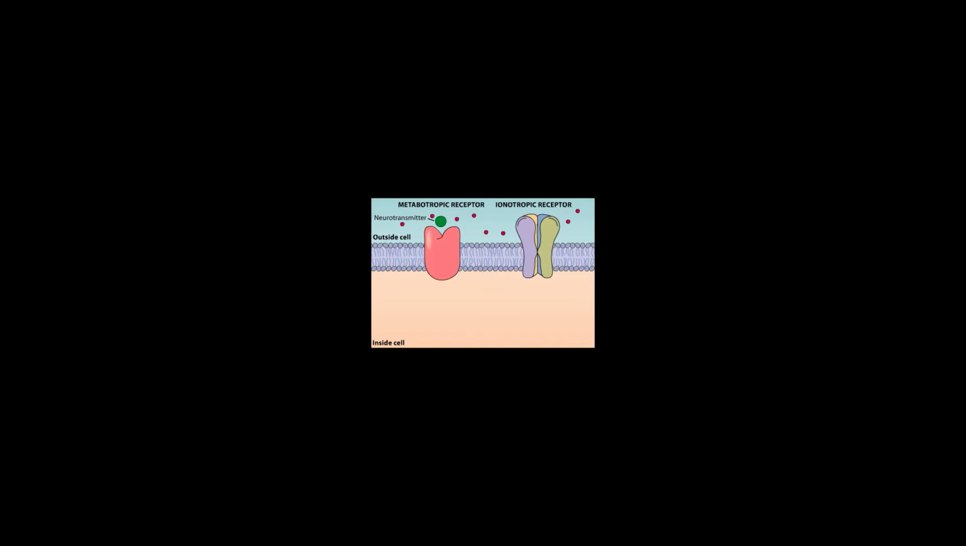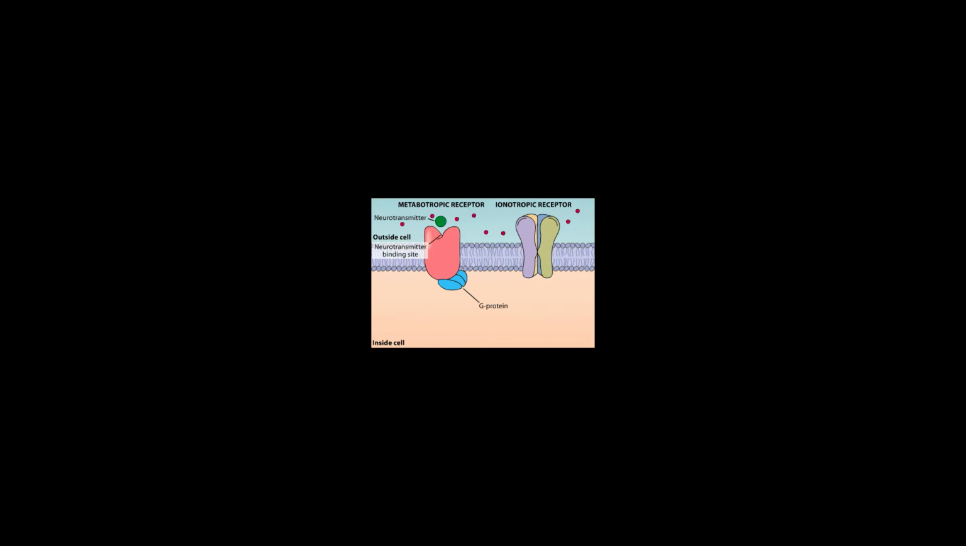Metabotropic receptors do not have ion channels as part of their structure. Instead, they affect other channels by the activation of intermediate molecules called G-proteins. For this reason, metabotropic receptors are also called G-protein coupled receptors. Metabotropic receptors have an extracellular domain that contains a neurotransmitter binding site and an intracellular domain that binds to G-proteins.